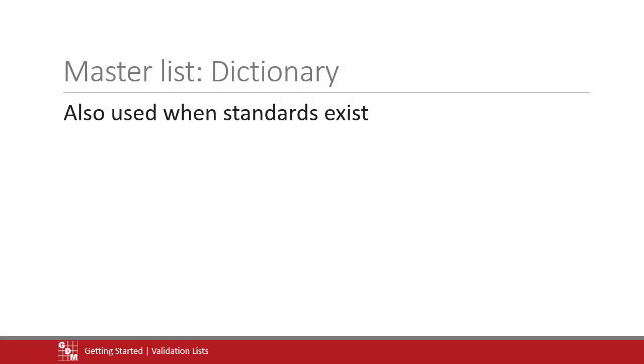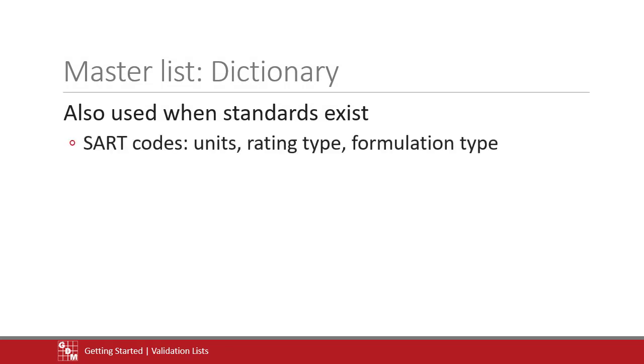Another reason for a master list is to leverage an existing standard in the industry. SART codes are used for data units and categories like assessment rating type or treatment formulation type.